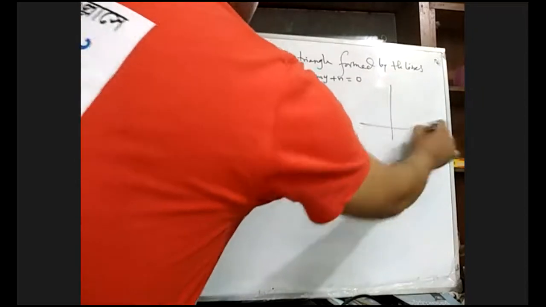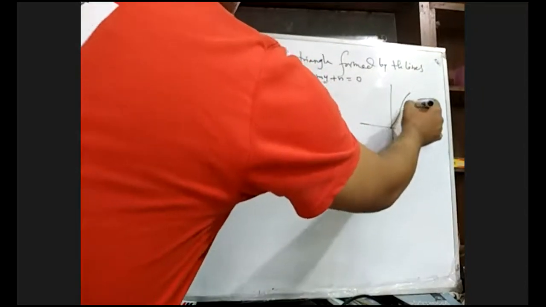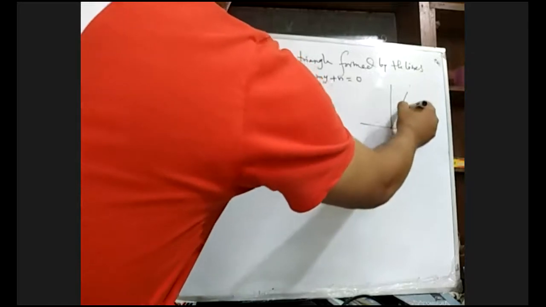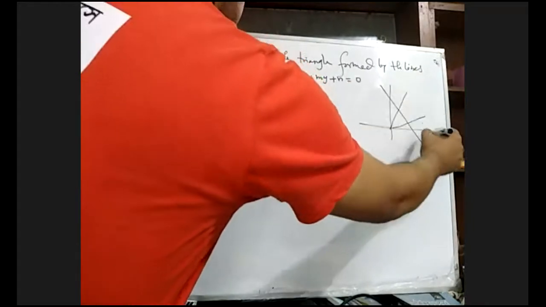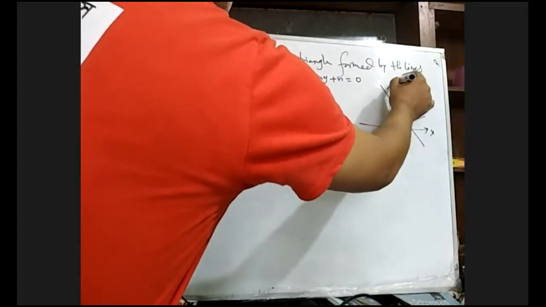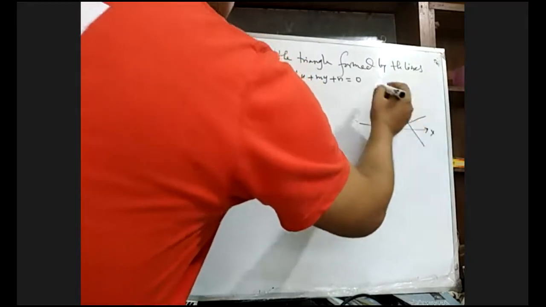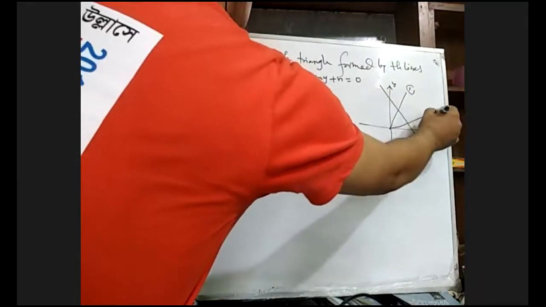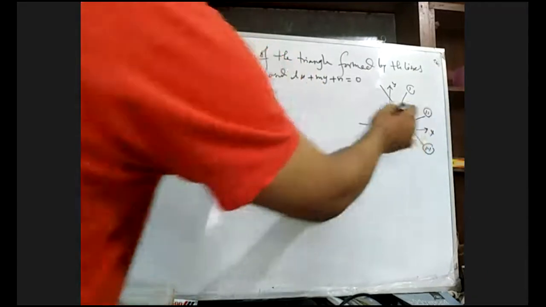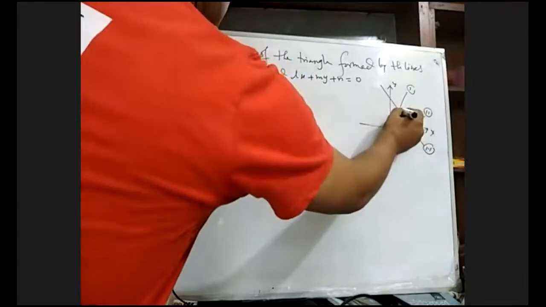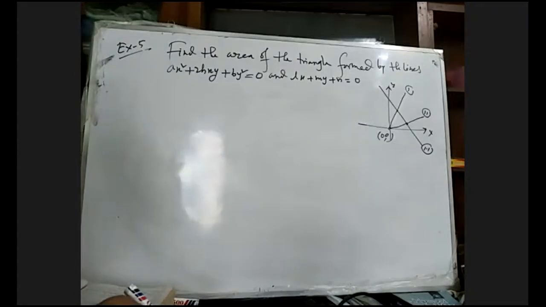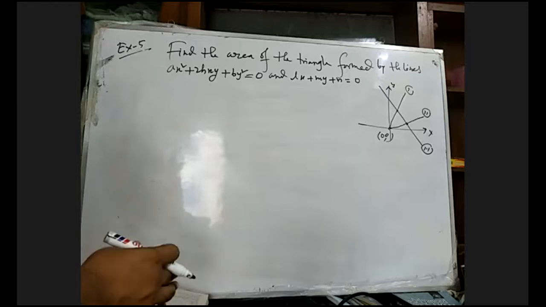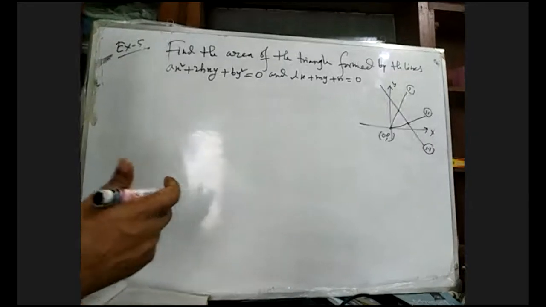Suppose this is the first line, and this is the second line, and another line which cuts the x-axis. This is the first line and this is the second line and this is the third line which cuts the x-axis. Now we have to find the intersection points, and this is the origin, remember it. So you have to find the coordinates of the intersection points, then we can find the area.